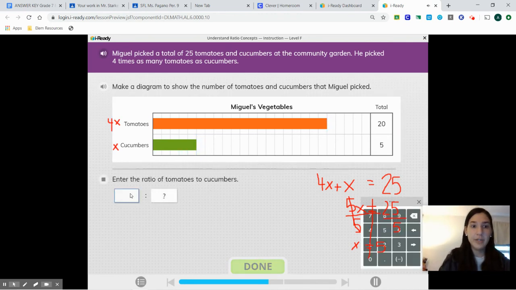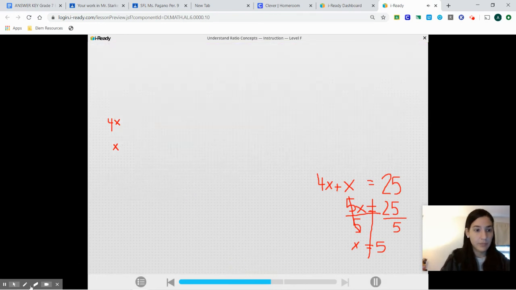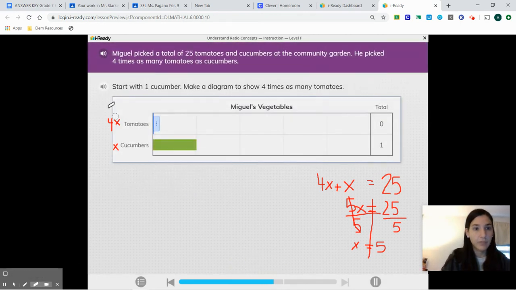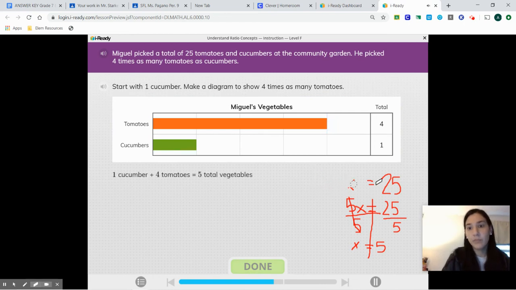And we're going to enter our ratio of tomatoes to cucumbers. So we have 20 tomatoes to 5 cucumbers. Start with 1 cucumber. Make a diagram to show 4 times as many tomatoes. Okay, so we're going to take 1 cucumber times our 4 tomatoes, drag it over to 4. 1 cucumber plus 4 tomatoes is only 5 vegetables. Keep going until you have a total of 25 vegetables.